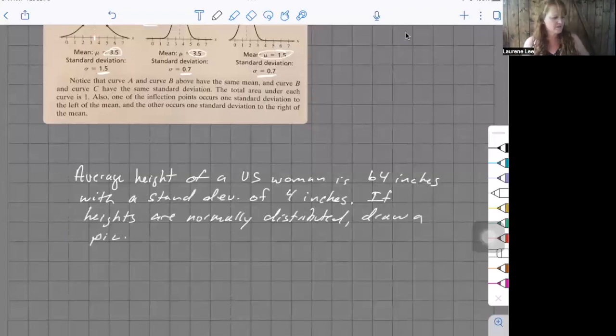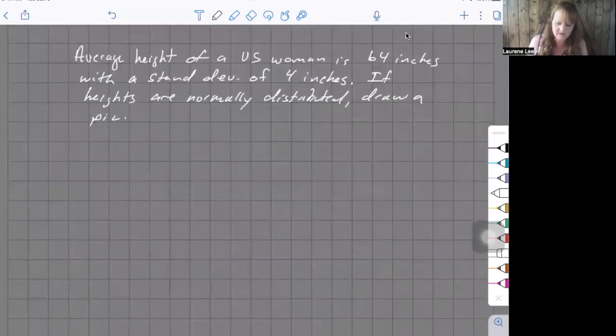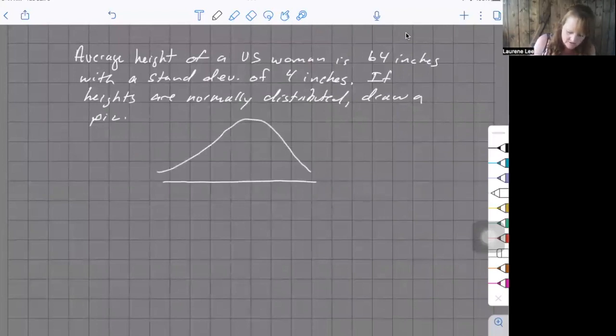We're always going to start with a picture. I think it's helpful to have a visual. So this is a normal curve. I'm going to draw my curve and try to make it roughly symmetric. It doesn't have to be perfect. The mean is always going to be in the middle. I tend to use average and mean interchangeably; your book always writes mean. So the mean height is 64 inches. That's in the middle here.